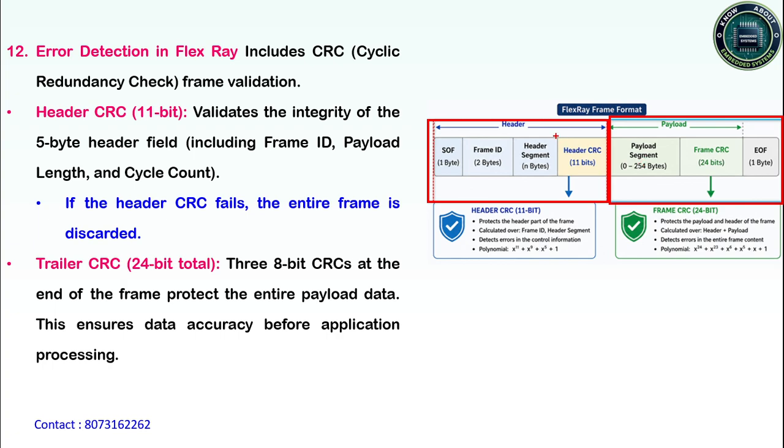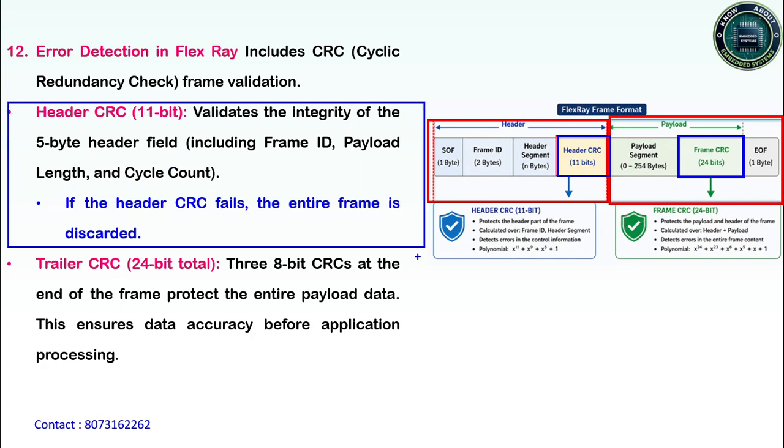One is called header CRC, you can see here, and one more is called frame CRC. So two types of CRC calculations happen when you transmit the data. One is your header transmission and one is your frame. So the header CRC will have a 11-bit CRC check. You can see here at this point, the header CRC will have an 11-bit CRC code or 11-bit CRC checksum. With the help of this, we can verify whether the header is correct or not.